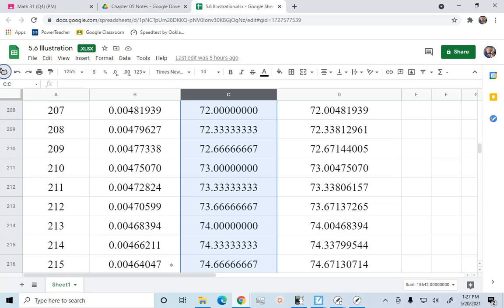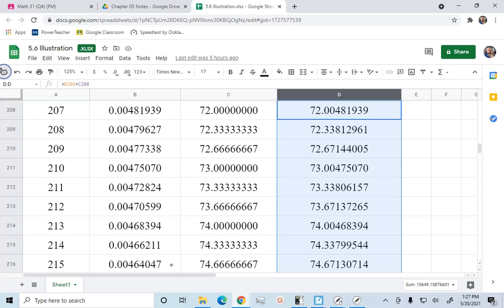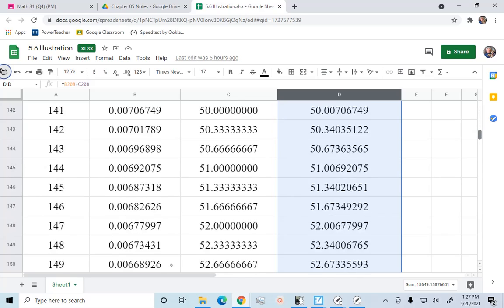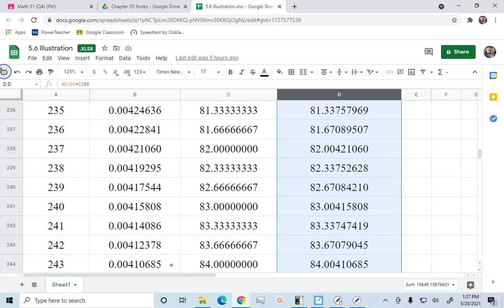Now I want you to take a look at column C and column D and compare them. When you compare C and D for small values of x, C and D are not even close to being the same. But as x gets larger and column B becomes smaller and smaller and smaller, then column C starts getting very, very close to being the same as column D.